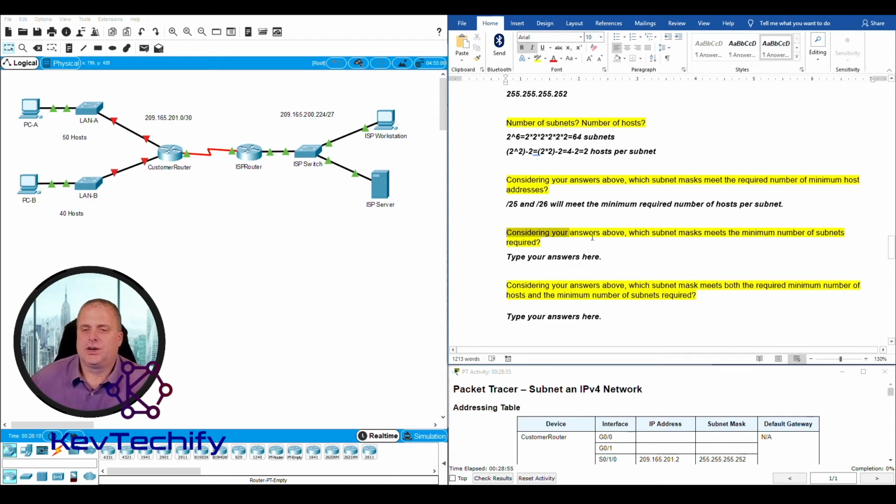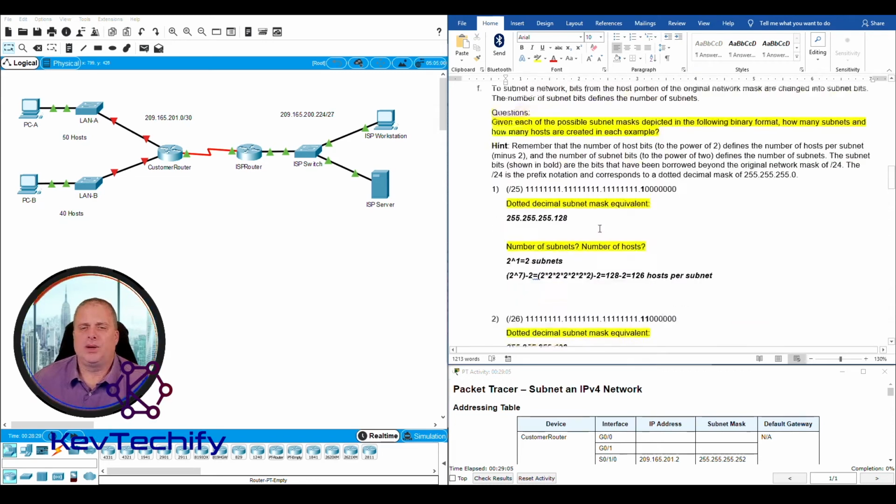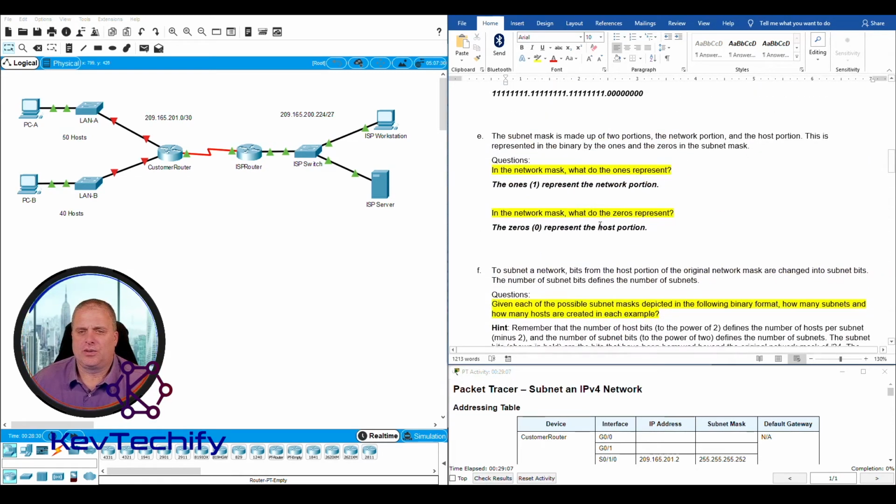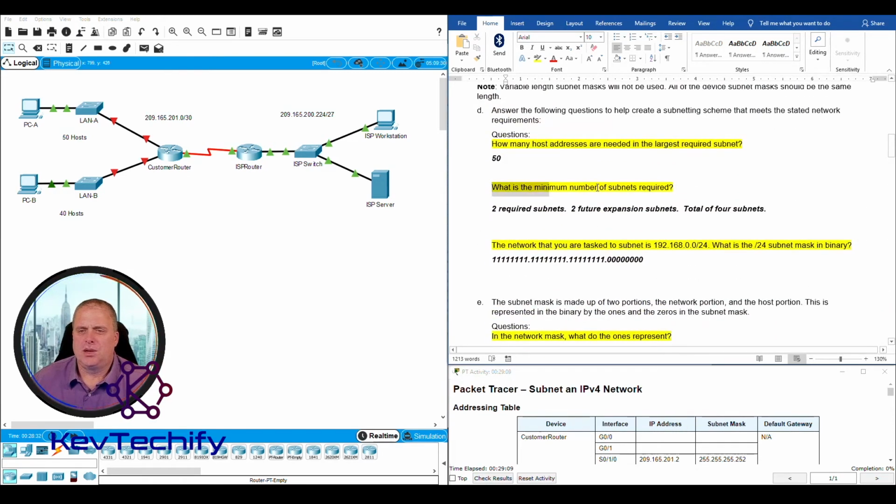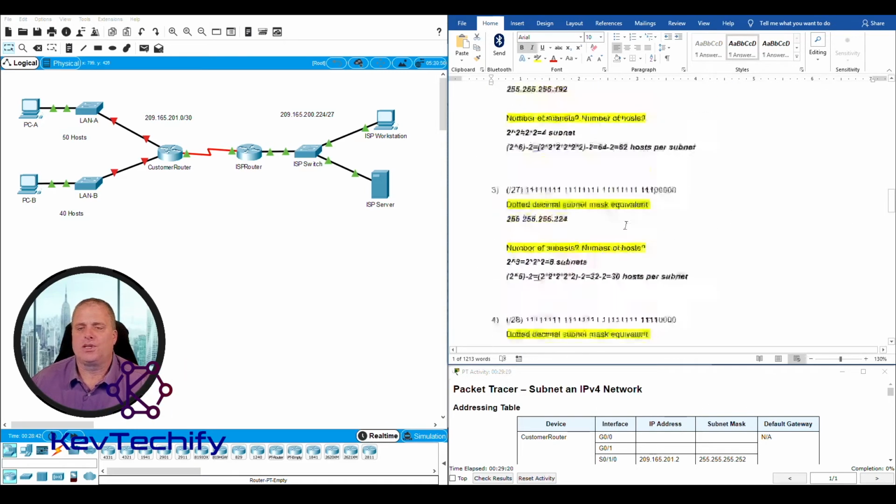Next question. Considering your answers above, which subnet masks meet the minimum number of subnets required? Minimum number of networks. Well, let's go back up here. We answered a question that hopefully does that. What is the minimum number of subnets required? We had 2 required. We had 2 for future expansion. That gives us a total of 4 subnets. Our minimum number here is 4 subnets.